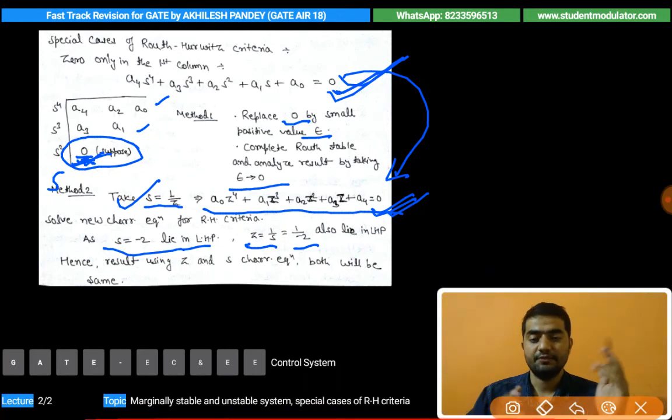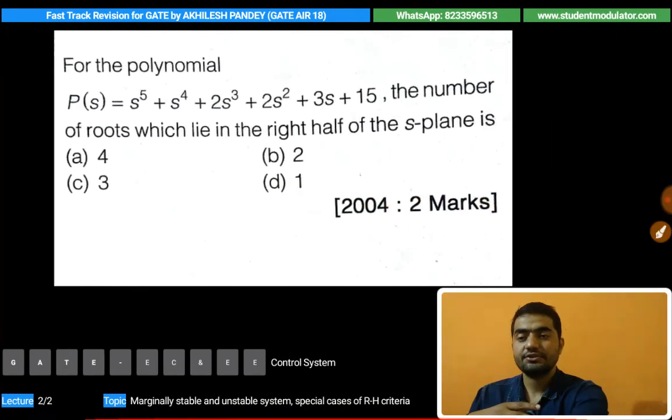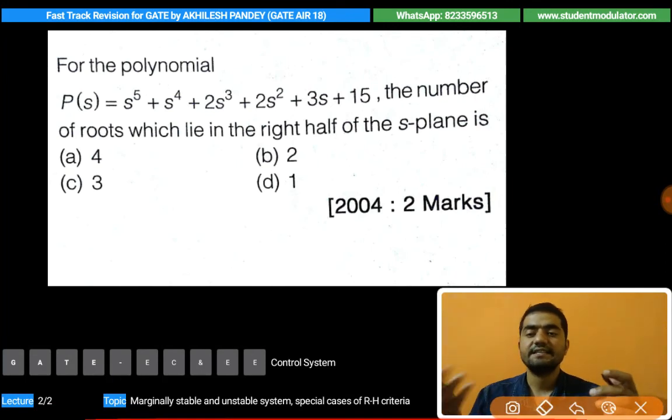Let's check the previous year GATE problems that have been asked related to this concept. So this is the question that we have. Here we have to find the number of roots which lie in the right half of the S plane. So we have to form the entire Routh Hurwitz table, and then analyze how many times the sign is changing, and then we will get the number of right half S plane poles, and this is the characteristic equation.